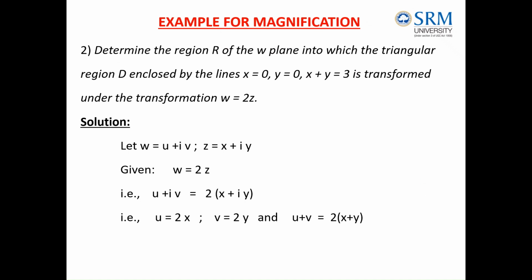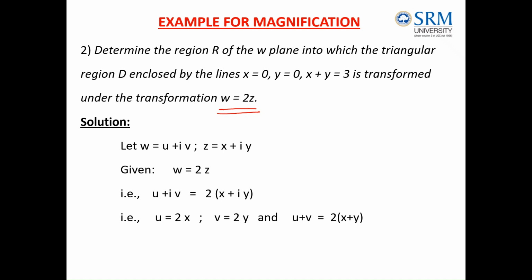We will take the example and understand this transformation W equal to 2Z. So from this transformation, you can easily understand the coefficient of Z is 2, which is a real number. So we are going to get a 2 times magnified image. So let us see the example.